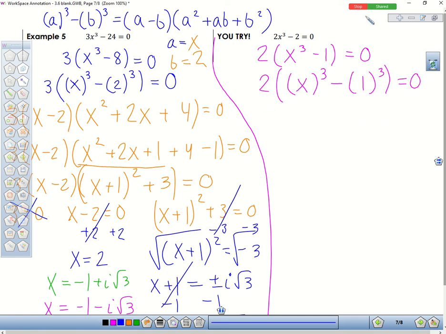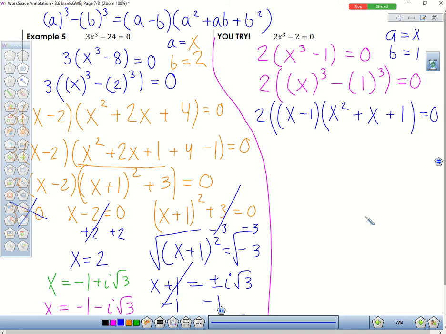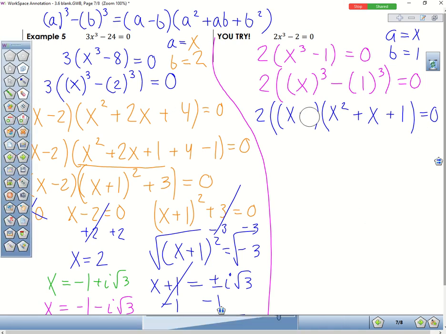Now my A value is x and my B value is 1. So this becomes 2 times (A minus B) times (A squared, x squared, plus A times B, which is just x, plus B squared, which is 1), equals 0. We don't need that extra parenthesis here. I didn't know if we would or not. It's just 2.